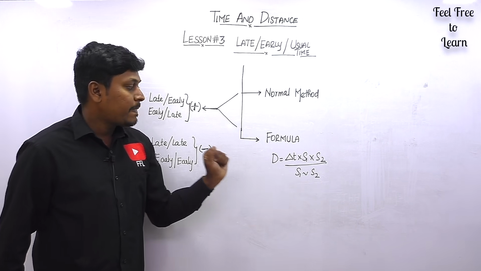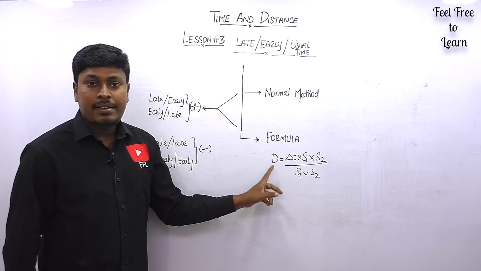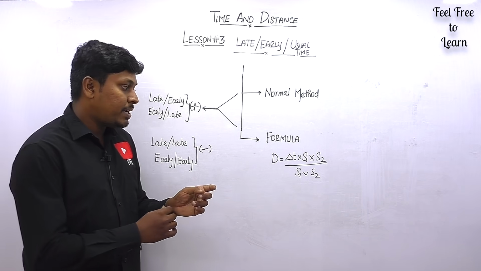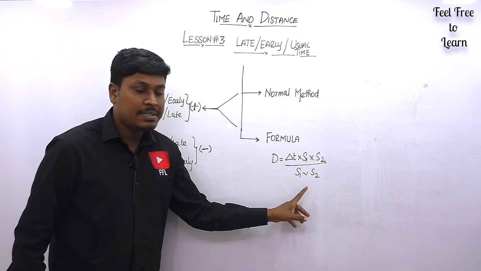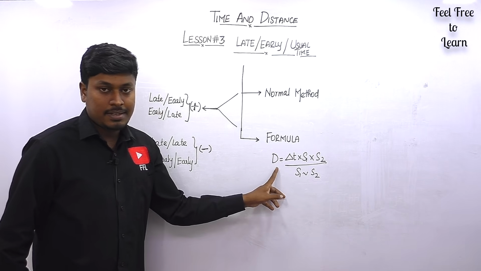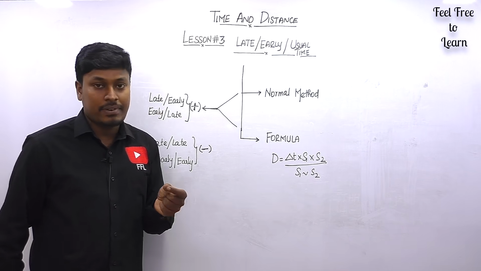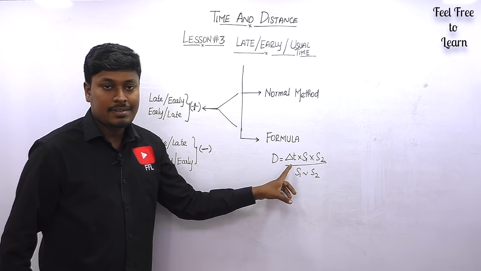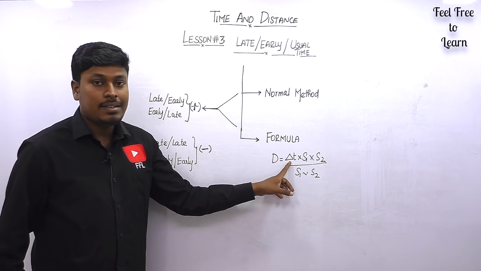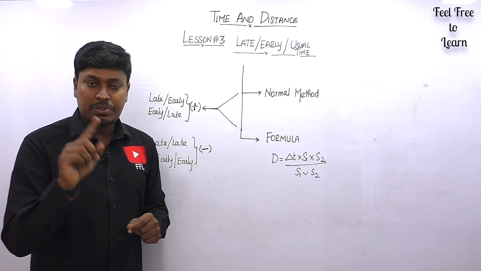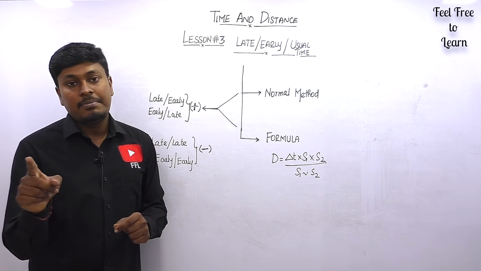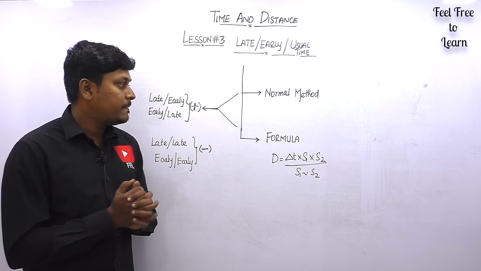a formula method, right? So remember that the formula is D is equal to del T into S1 into S2 divided by S1 difference S2, where S determines the speed, D will be the distance and del T will be the time difference. While solving the question I can say how to find the value of del T, but remember the formula. Distance is equal to time difference into speed 1 into speed 2 divided by speed 1 difference speed 2. Got it?